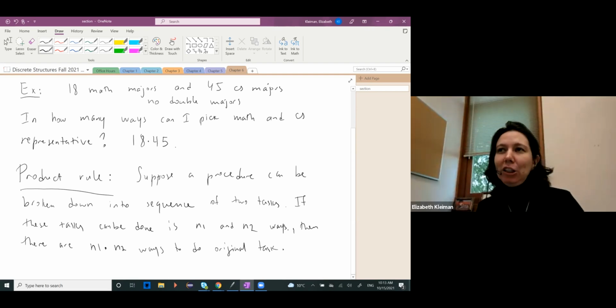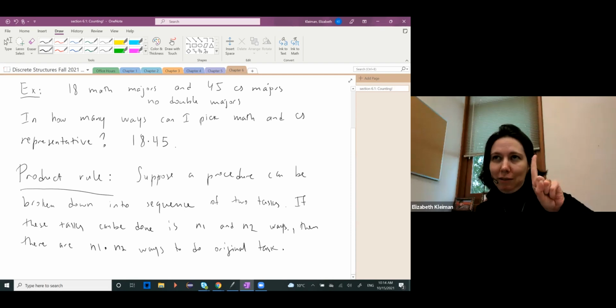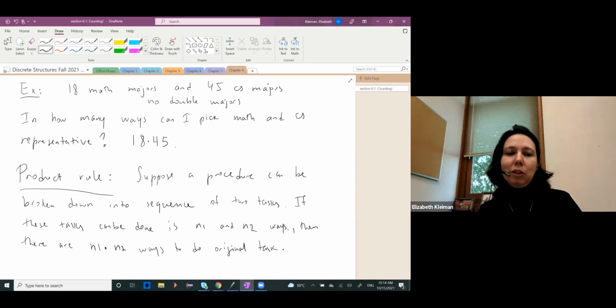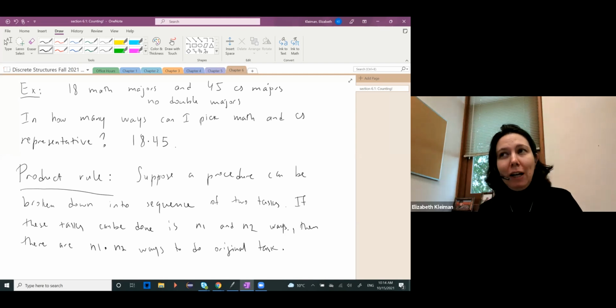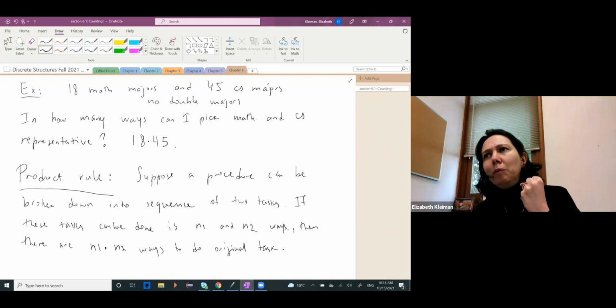So pretty much, let's think about it. I need a representative from math. How many people do I have in math? 18. So how many options for me to pick one representative for math? 18, correct? Makes perfect sense. Good. I have 45 computer science majors. It is, after all, a computer science class, right? So let's grab one computer science major, and how many ways can I do it? 45. Now the question is, why do we really multiply them?